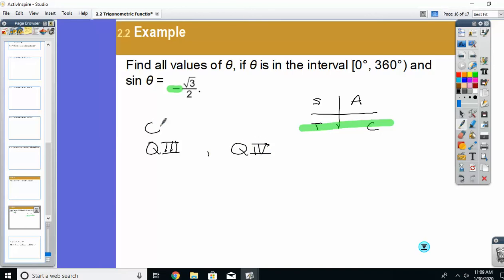Okay, let's get our reference angle. I want to know when sine is radical 3 over 2. So like sine of 0 is 0, sine of 60 is radical 3 over 2. So my reference angle is 60 degrees. Okay. So in quadrant 3, if this angle is 60, what would the whole thing be?